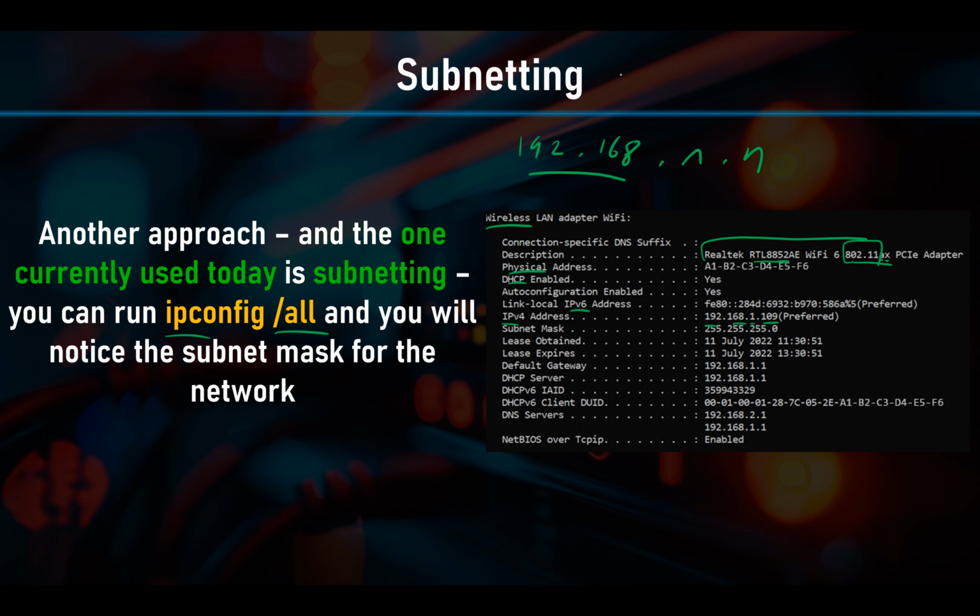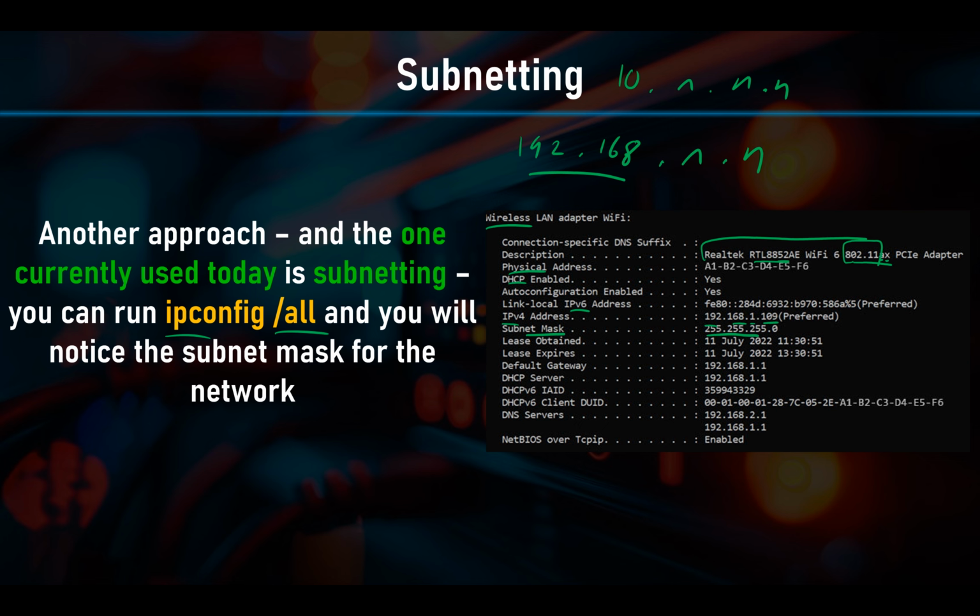There are also other private IP address ranges. I think one of them is maybe like 10.n.n.n, maybe that's correct, maybe that's wrong. I think there's also one or two other private IP ranges. Anyway, the important thing to look at here is going to be the subnet mask.